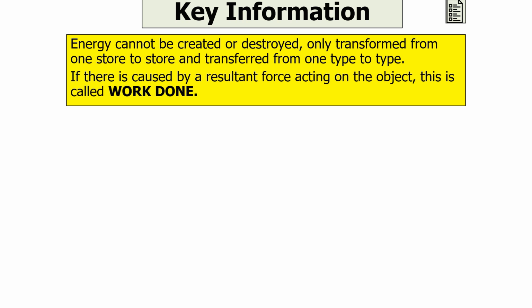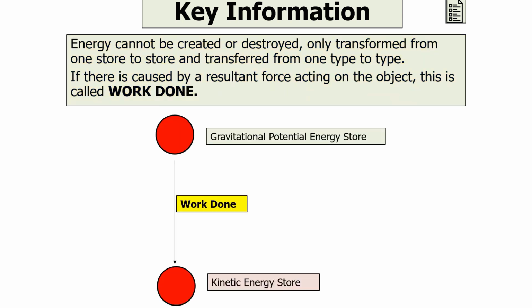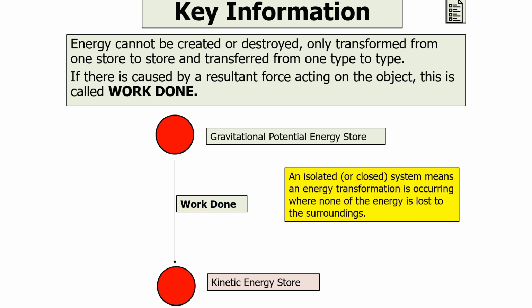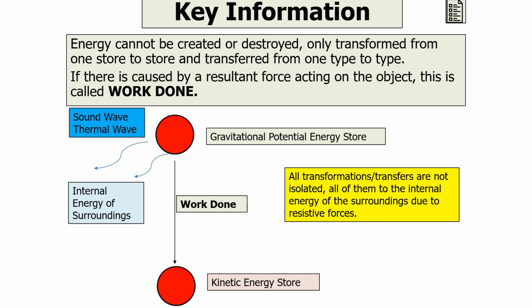But if this is caused by a resultant force, we say that work is being done. As in this example here, where the gravitational potential energy store of an object is changed into the kinetic energy store of the object, so therefore work is done. Now, in an isolated or closed system, this means that the energy transformation is occurring when none of the energy is lost to the surroundings. However, all transformations or transfers are not isolated. All of them will actually dissipate some energy to the internal energy of the surroundings due to resistive forces.